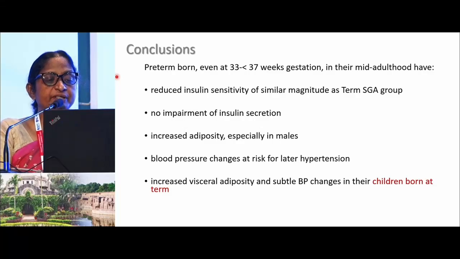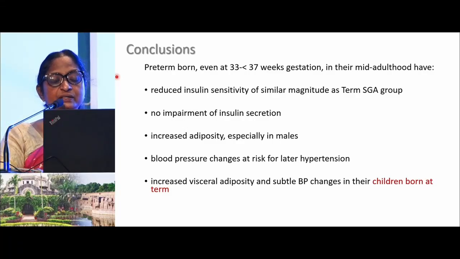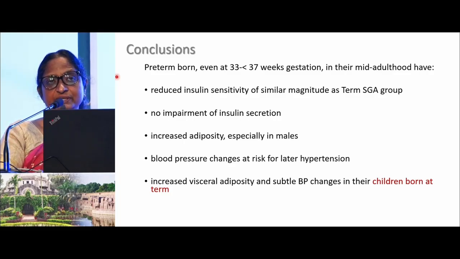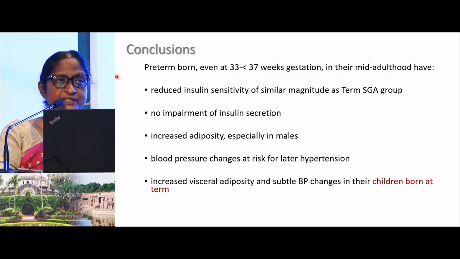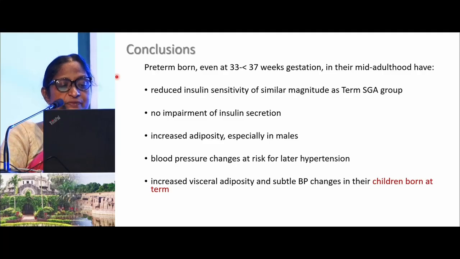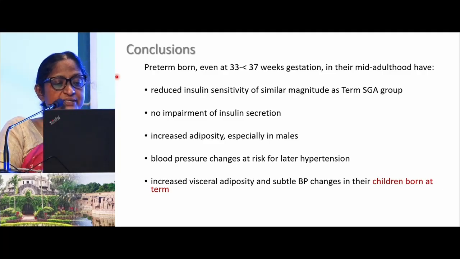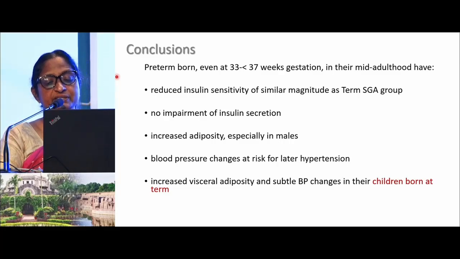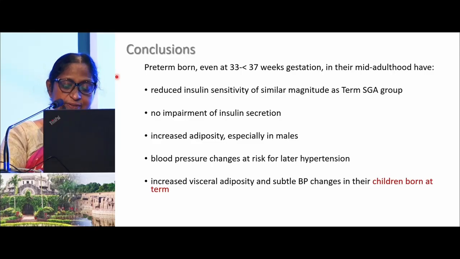To conclude, those born preterm, even those born at 33 to less than 37 weeks, in their mid-adulthood have reduced insulin sensitivity of similar magnitude as those born at term. There was no impairment of insulin secretion. At least, impairment in insulin secretion is not an early metabolic abnormality in those born preterm. There was increased adiposity, especially in males. There were blood pressure changes which were suggestive of a risk for later hypertension. And there was increased visceral adiposity and subtle BP changes in their children who were born at term.